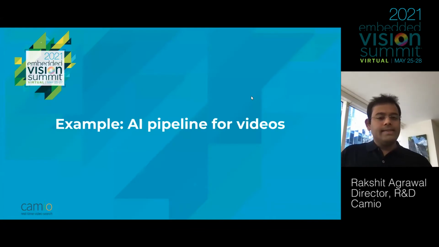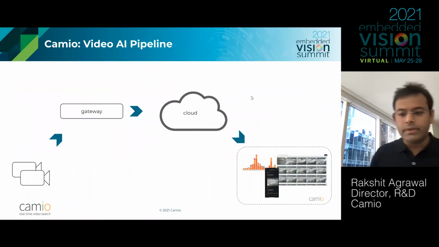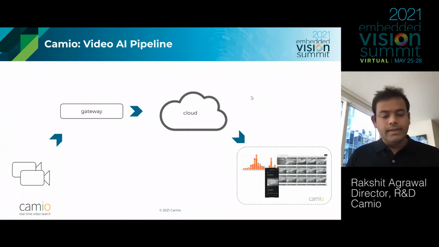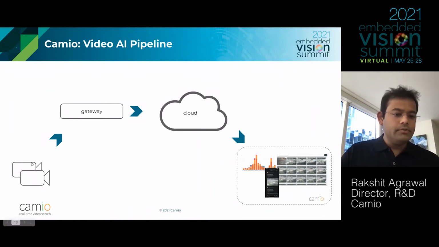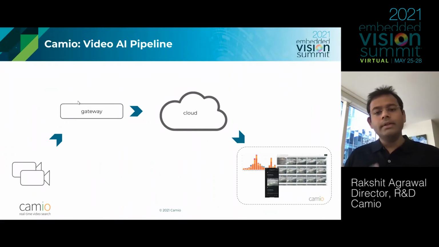So to give an example of what this kind of infrastructure, these containers give us the capability to do, I'm giving an example of an AI pipeline for videos. So this is what Camio does. You connect a gateway device within your local network where the cameras are sitting. So the videos from cameras are going to the gateway device, which is doing some processing to determine what goes into the cloud. And then from the cloud, you have all the data available as real-time video search, analytics, notifications, alerts, everything is available from that point on.